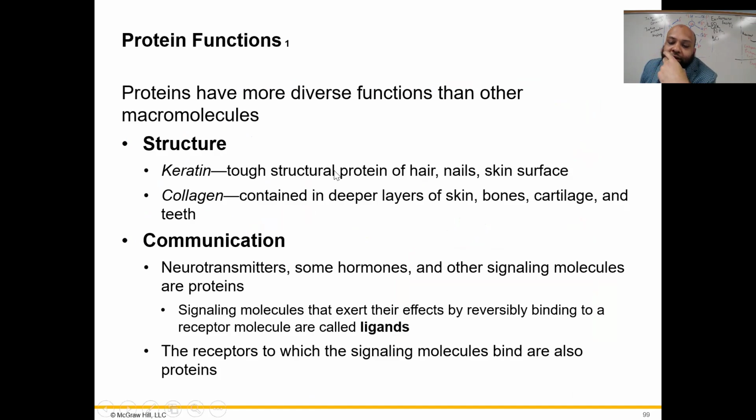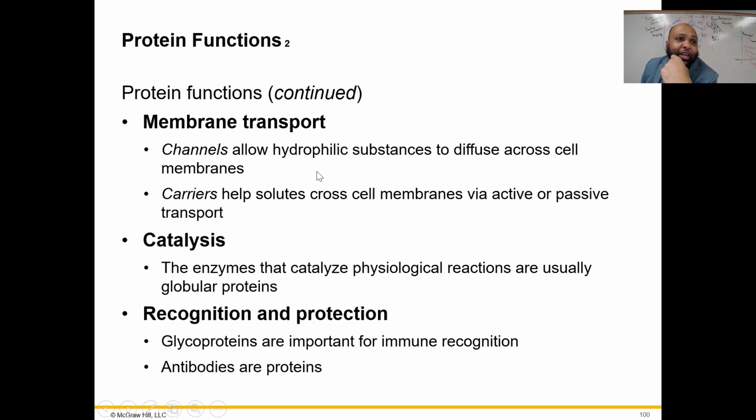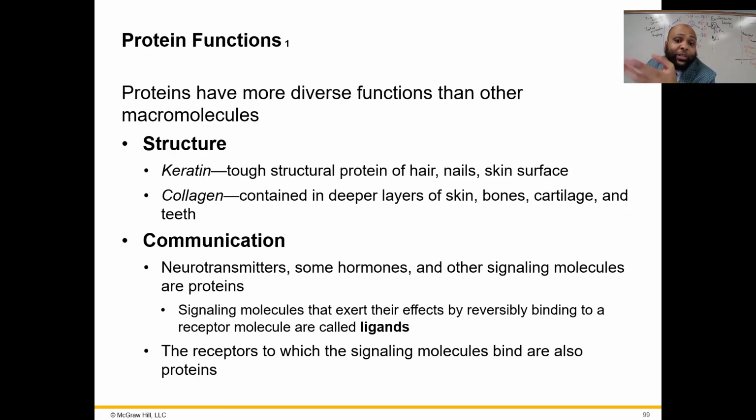So keratin is a tough structural protein of the hair, and you know that's secondary. Collagen is in the deeper layer of the skin, the bone, and the cartilage. Proteins are important for communication. We're going to see that the receptors at the surface of the plasma membrane are made up of proteins. For membrane transport, you're going to have ion channels that bring in material and send out material. They are proteins. They're not sugars. Also enzymes for catalysis. These are proteins. That's how important proteins are.